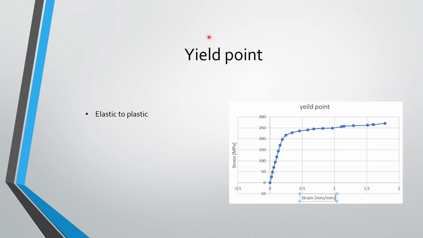Yield point is defined as when a material goes from elastic deformation to plastic deformation. During elastic deformation, the material will return to its original shape. During plastic deformation, it will no longer return to its original shape. Graphically, that looks like where your curve goes from a linear line to a non-linear curve. For us, that happened at about 225 megapascals, which is in the normal range for aluminum.